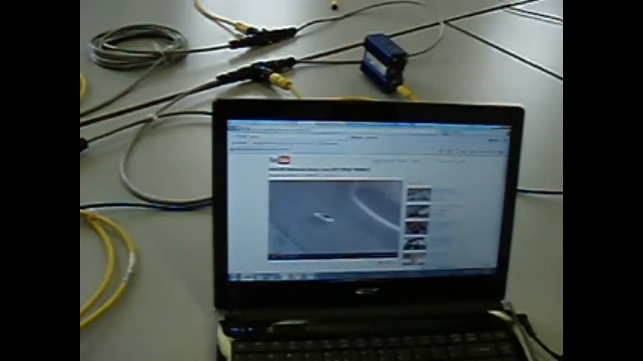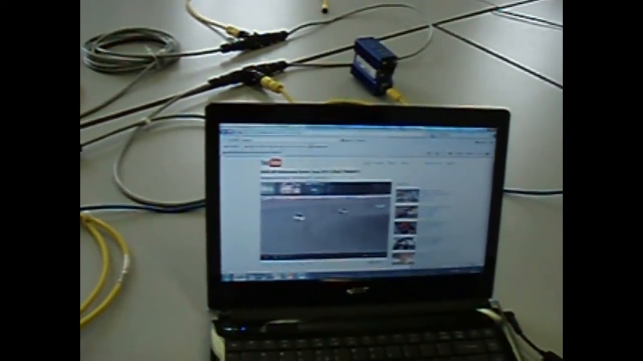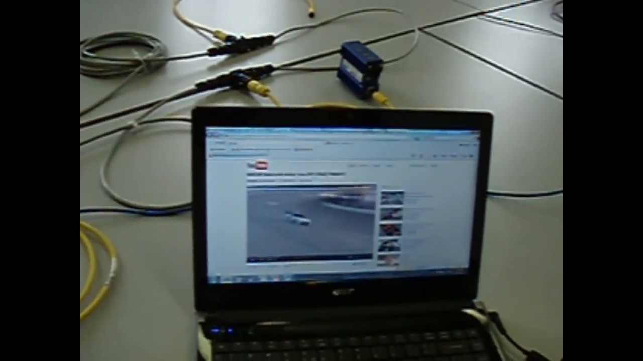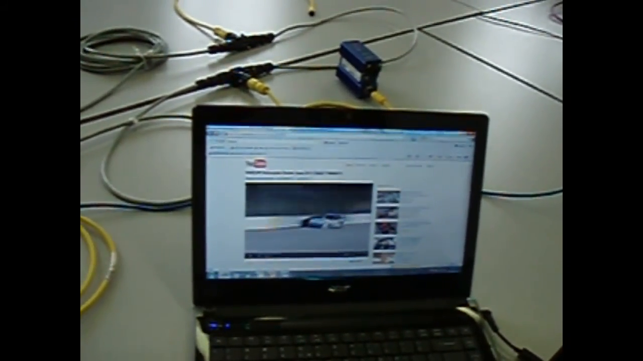And now we have Ethernet communications taking place over the power connection side of a DeviceNet communication cable.